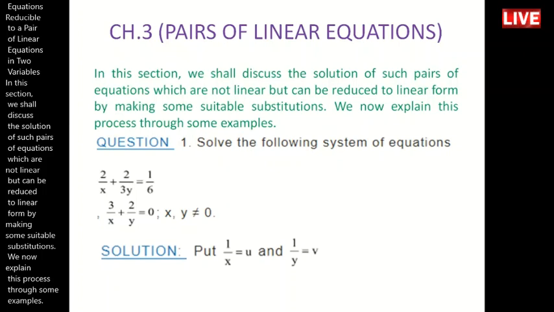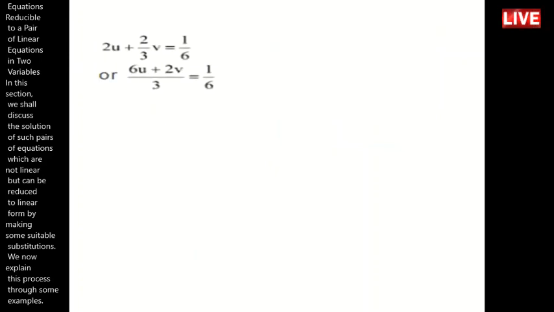Now put 1 upon x is equal to u and 1 upon y is equal to v. Now when we put this, the situation will be like this. In the first equation, it will be something like 2u plus 2 upon 3v is equal to 1 upon 6. You take LCM, it gives you 6u plus 2v upon 3 is equal to 1 upon 6. Multiplied by 3, it gives you 6u plus 2v is equal to 3 upon 6, that is 1 upon 2, and multiplied by 2 both sides, it will be 12u plus 4v is equal to 1, which is equation number 1, which is in the form of linear.